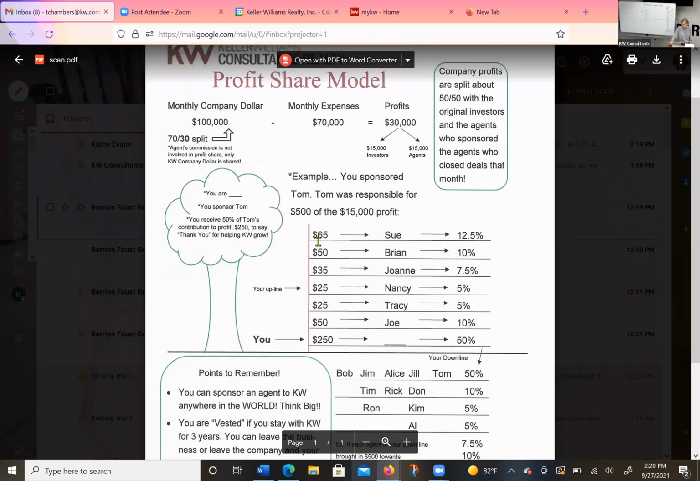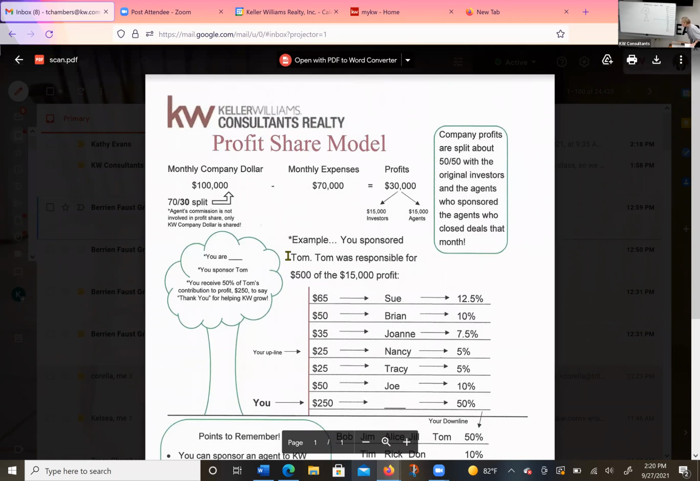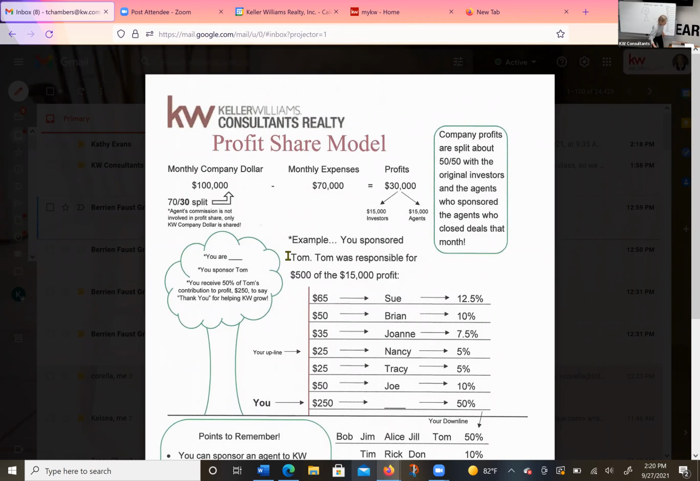Okay, so I've got this up here, and I've also got it right behind me. What happens is, you guys can follow along on here, and I'll follow up here. Monthly company dollar is $100,000, okay? Once again, that's all the money coming in from the transactions of the closings that we've had. And let's just say we had $70,000 worth of expenses. That means we have $30,000 worth of profit. Remember when I said that on the first month, it's 25, 75, 35, 65, and then it's 50, 50. At the end of the day, when we get done with all the money going in and out, it's about 50, 50. I believe it's 48, 52 to be exact.